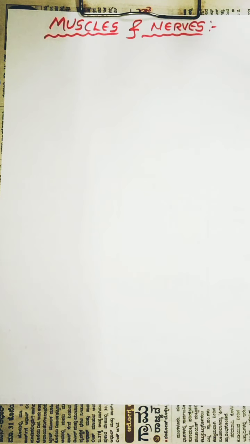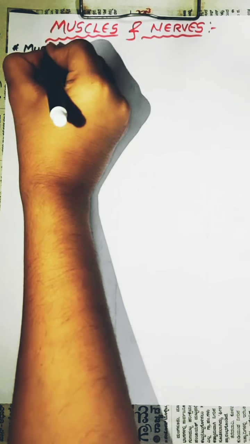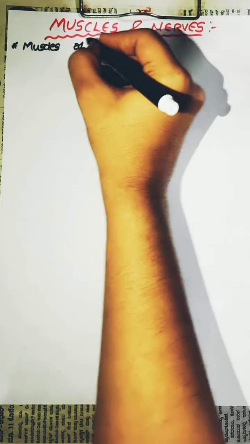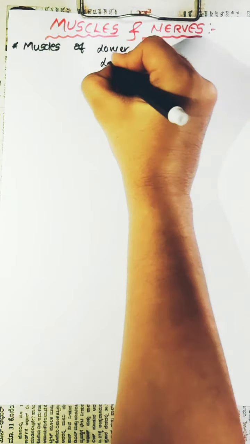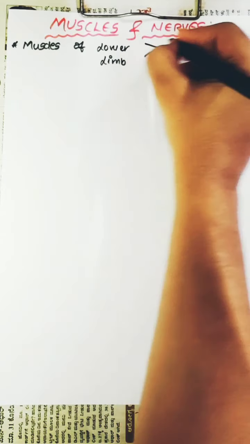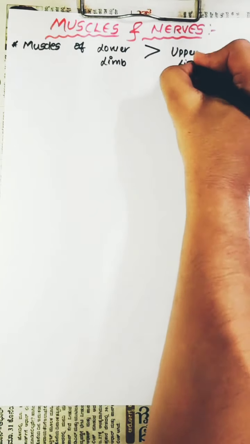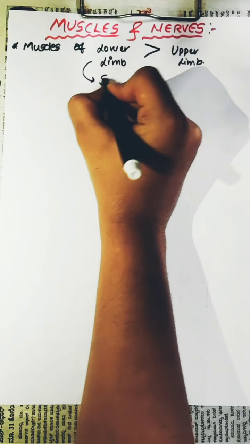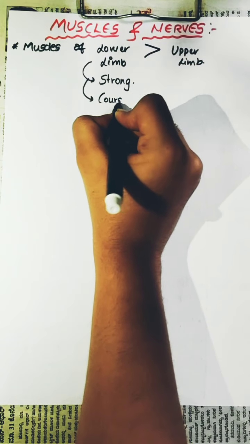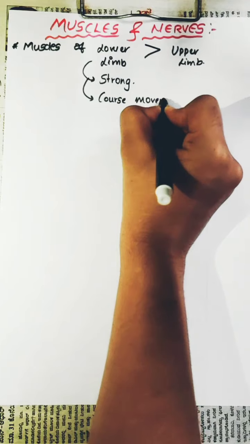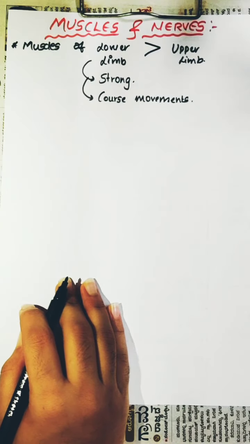The muscles of the lower limb are stronger than the muscles of the upper limb. They are a bit strong and show coarse movement. Muscles of the lower limb are a bit stronger and show coarser movement than the upper limb.